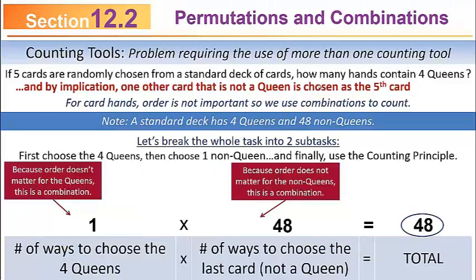Again, another problem where you're using 2 of your tools. You're using the combination tool inside of the counting principle tool.